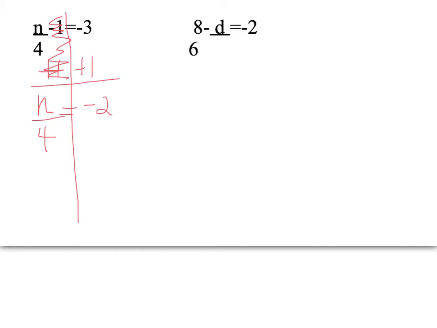The opposite of a divide by 4 is multiply 4. So we'll multiply both sides by 4, leaving us with n equals whatever negative 2 times 4 is, which is negative 8.